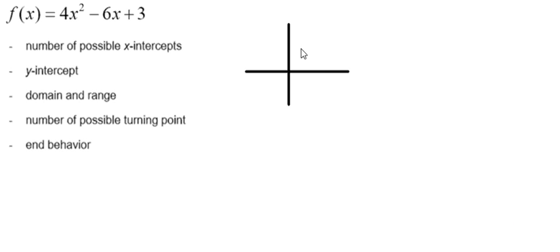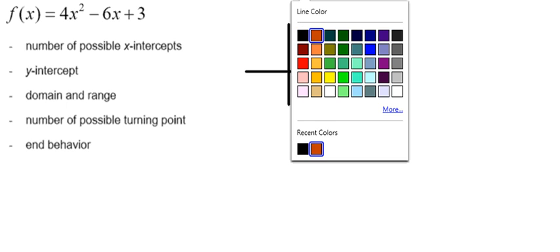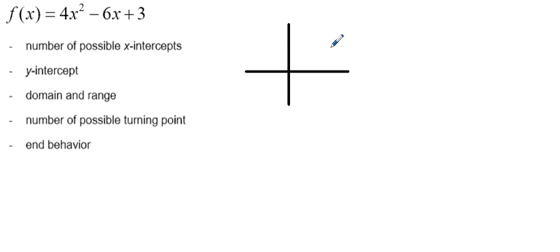In this example, we'll be reviewing the characteristics of a quadratic function. The quadratic function I'm given here is 4x squared minus 6x plus 3. A couple of things we'd like to look at before we get started would be to make a general sketch of this curve on a set of axes I've drawn here.